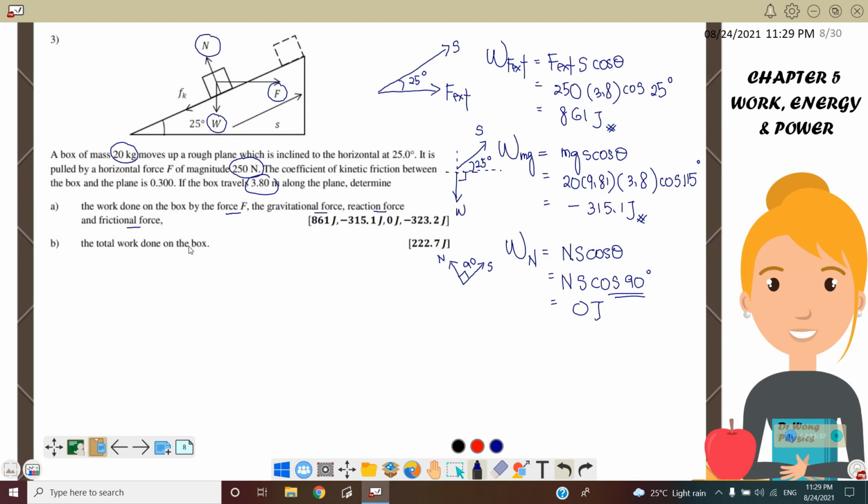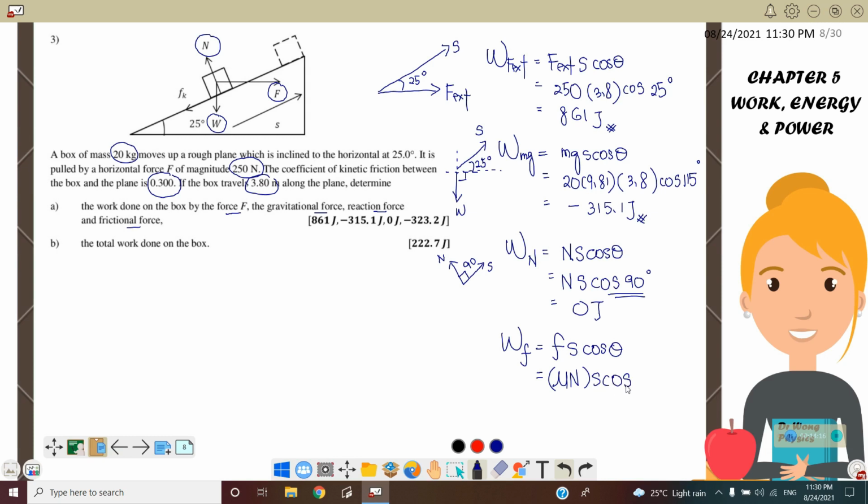Okay, next one is the frictional force. The work done by friction is equal to friction times displacement times cos theta. The frictional force here is not given, but they give you the coefficient, which is equal to 0.3. What is the relationship between the frictional force and the normal force? We know that frictional force is equal to mu N.